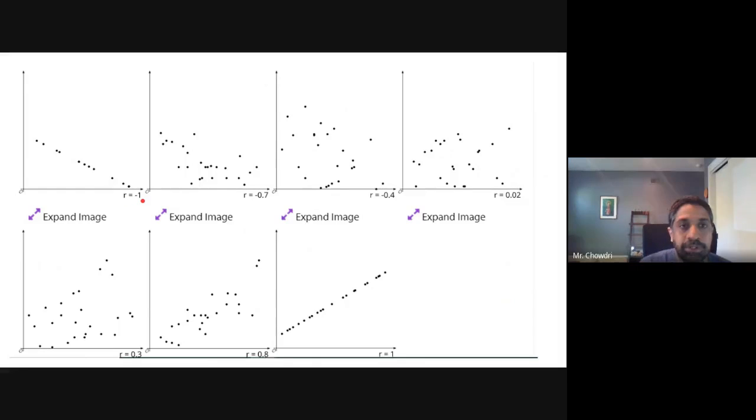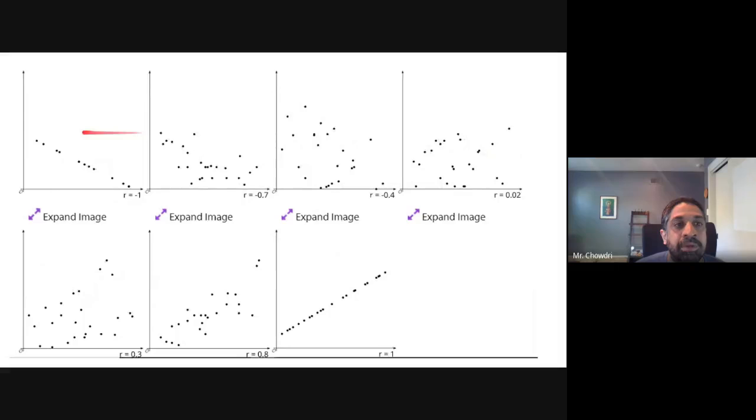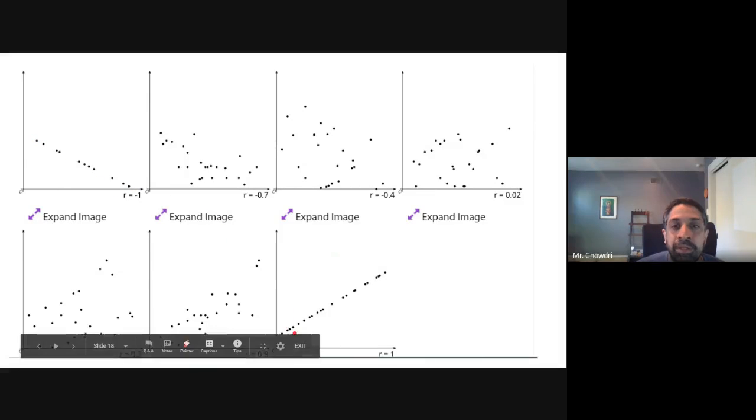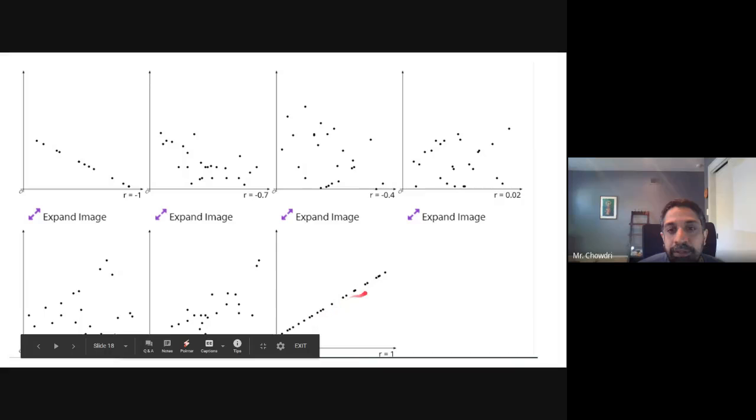So the correlation coefficient here is between -1 and 1. And if it's a 1 or a -1, it basically means it's a straight line. So here we've got a -1. This is a straight line going down. And here it's a +1, which is a straight line going up. Now the rest of these are somewhere between a line going down and a line going up.